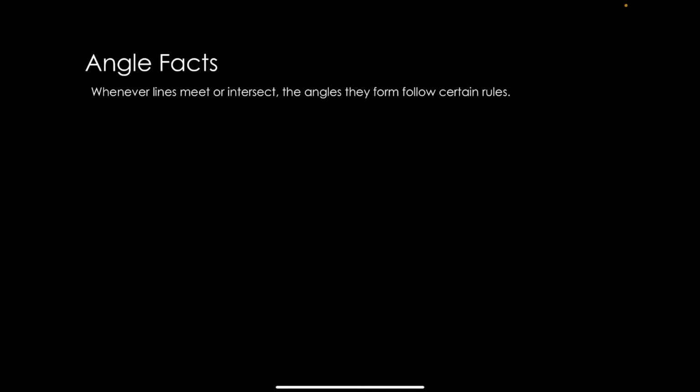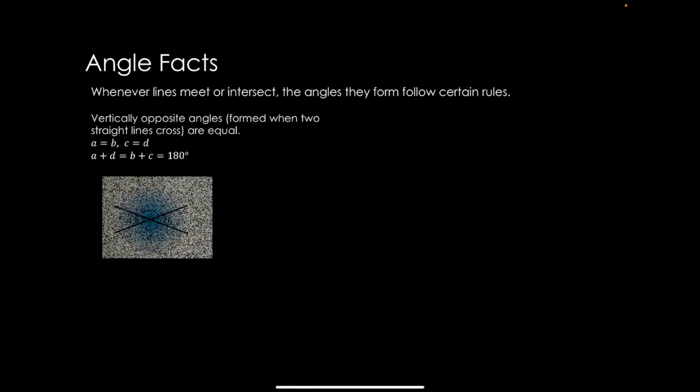Okay, so a few more rules then. We also need to remember that vertically opposite angles, so this is formed when two straight lines cross like this. Okay, vertically opposite angles are equal. So this one is the same as this one, and this one is the same as this one.